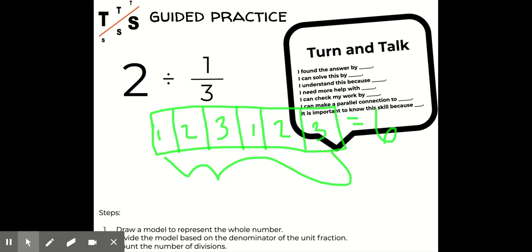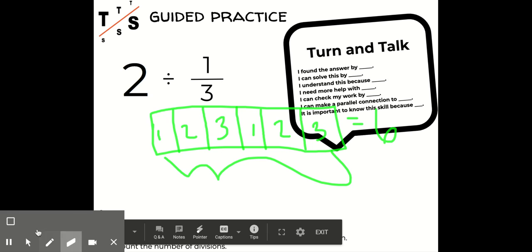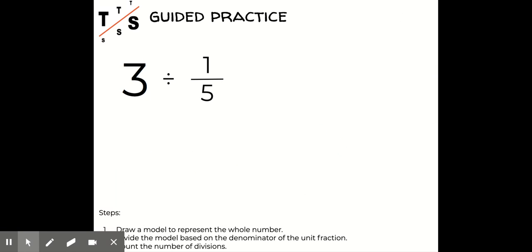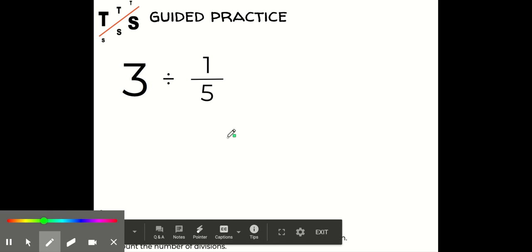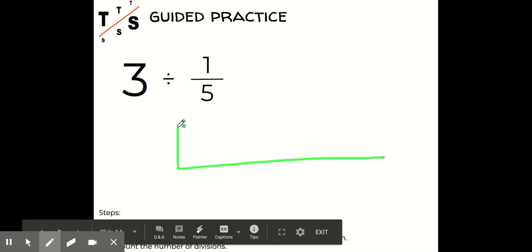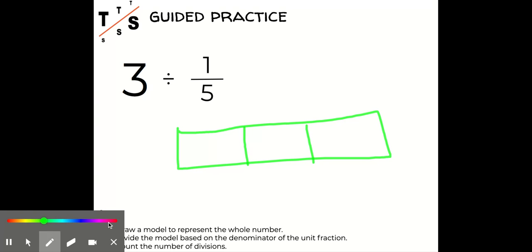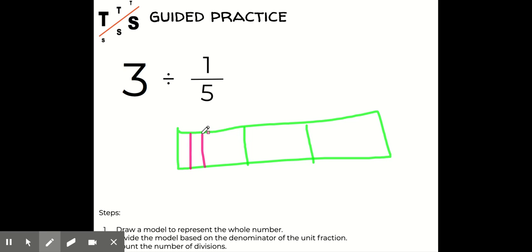Go ahead and pause and pick a sentence frame and explain what you've done with this problem. You can replay when you're ready. Let's try this one. 3 divided by 1/5. So we make my model of 3 wholes. So there's 3. I'm going to change my color, and I'm going to make 5 divisions in this first one. So I have 1, 2, 3, 4, 5.